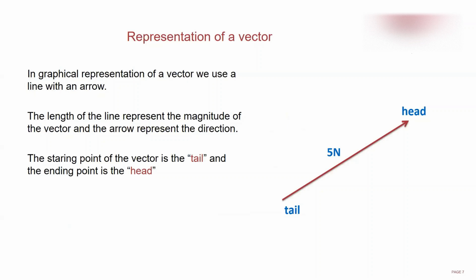When we are representing a vector in a graphical way, we use a line with an arrow. The length of the line represents the magnitude and the arrow represents the direction. We call the starting point of our vector the tail and the ending point of the vector the head.